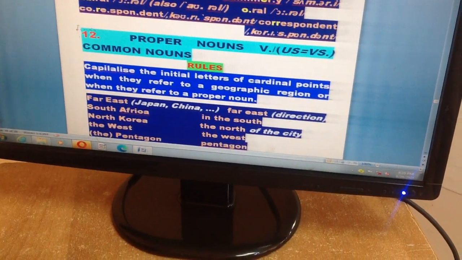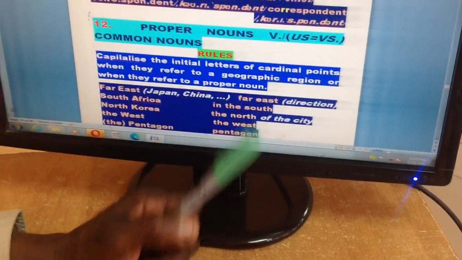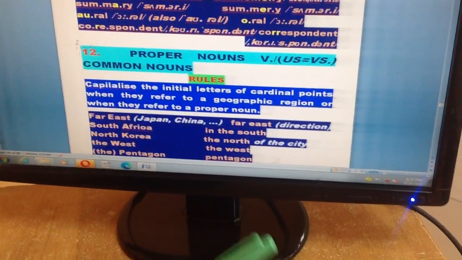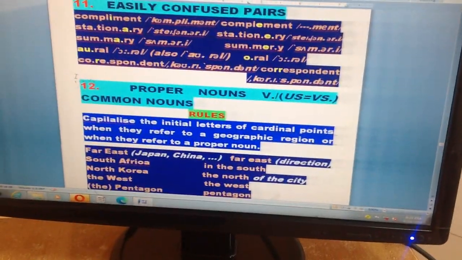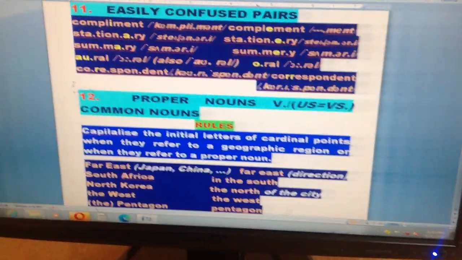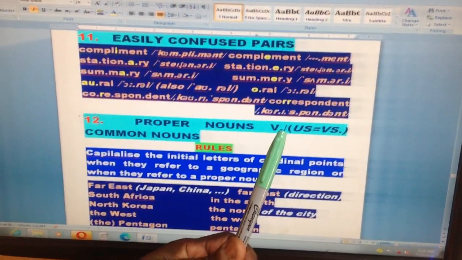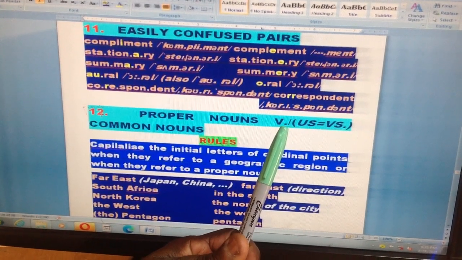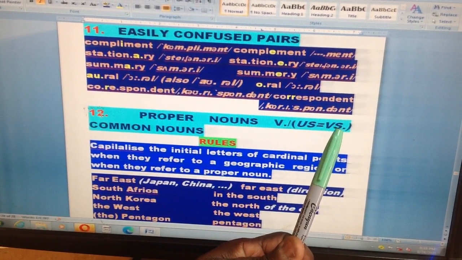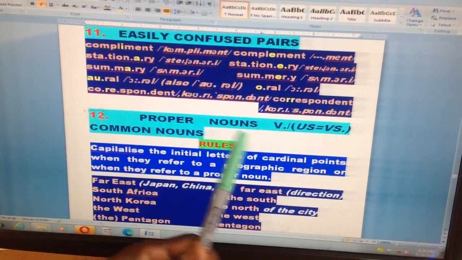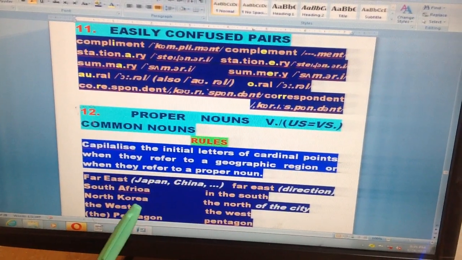Spelling tip number 12. Proper nouns, how you spell. If you capitalize or you don't capitalize, it matters a lot in conveying the correct meaning you have conceived. Proper nouns, verses: this is how they write verses, this is how they abbreviate it in the UK, this is how they abbreviate it in the US. Proper nouns versus common nouns.